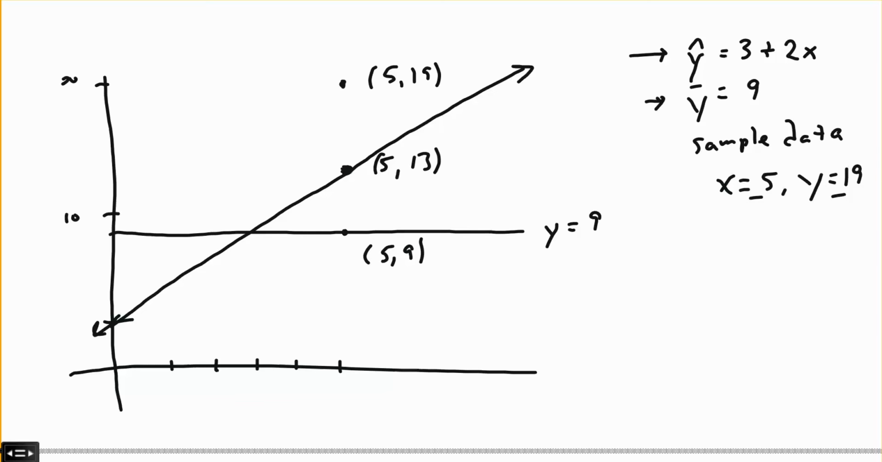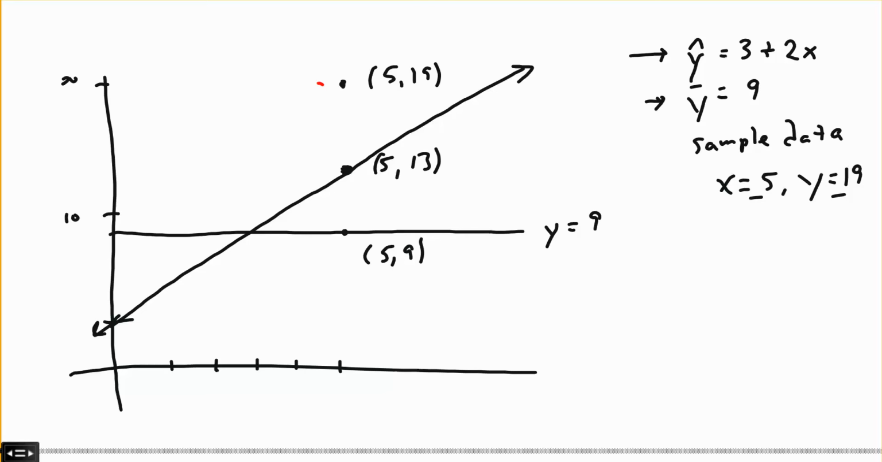So when x is 5, we have three different values of y we're looking at. One of them came straight from the mean. That's the point 5, 9. One of them came from the regression line. That's our predicted y. That's 5, 13. And the other came from a piece of sample data. When x was 5, y was 19. So when x is 5, we actually have these three different points that we could be looking at.